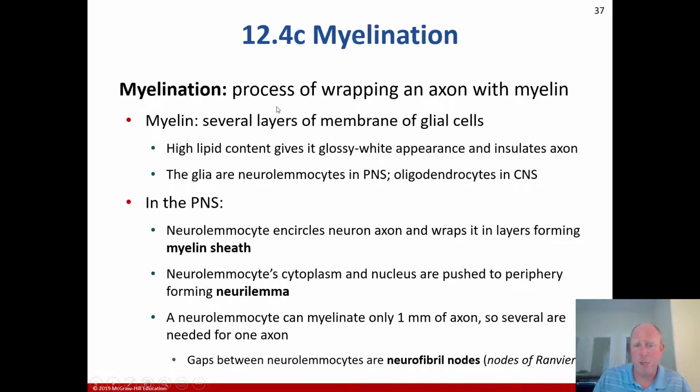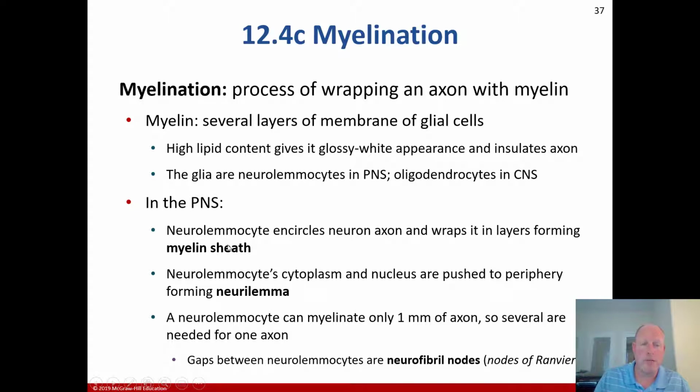Myelination is the process of wrapping an axon with myelin. And that myelin is several layers of membrane of glial cells. It has a high lipid content, which gives it its glossy white appearance and insulates that axon. And the glia are neurolemmacytes within the PNS, and they're oligodendrocytes in the CNS.